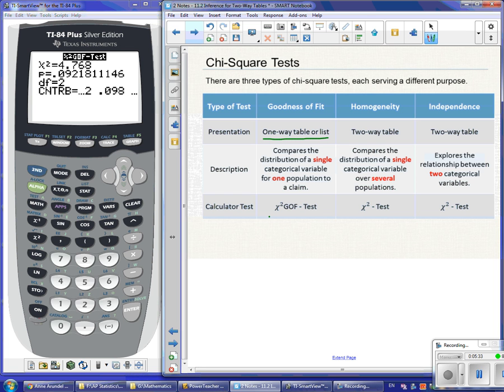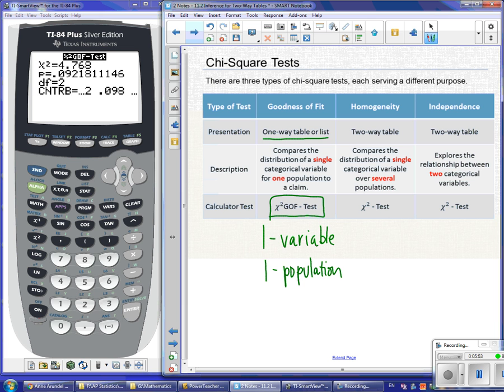This is what we call a goodness of fit test, or a test for goodness of fit, where we have one variable with many subcategories or with many values and one population. Okay?